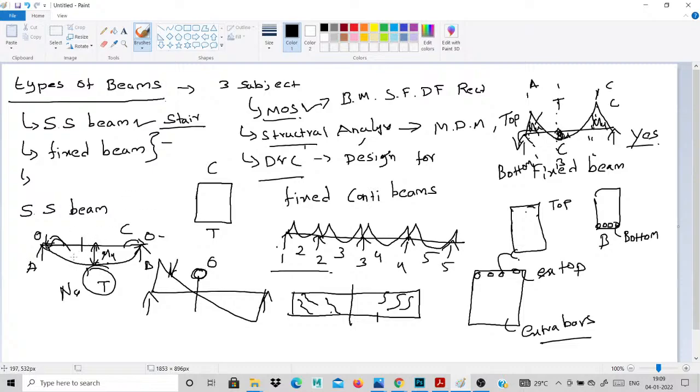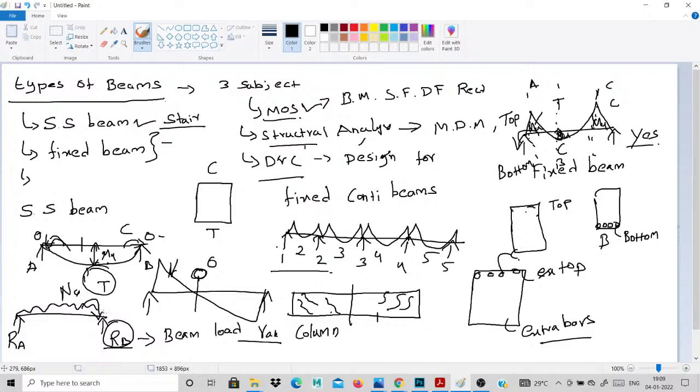The next one is reaction. What is meant by reaction? You studied RA, RB, right? What is meant by reaction? Nothing but the beam load transferred to columns. The beam load transferred to the column is called RA, RB. The RA, RB is the beam load acting on the beam. This is our UDL load acting on this beam. The beam load transferred to the column is called RA, RB.